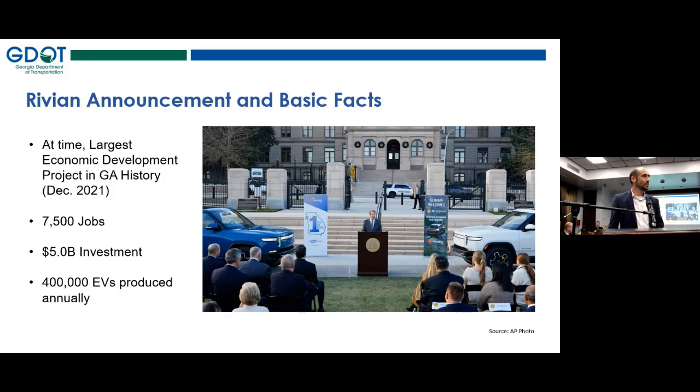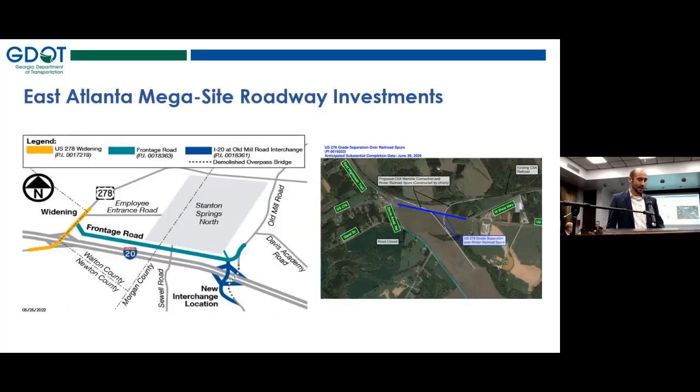Their goal is to manufacture 400,000 electric vehicles, their Rivian vehicles, here at the East Atlanta megasite, just east of Covington, about 60 miles or so east of Atlanta. You can see the image here, Governor Kemp making that announcement in December of 2021. And this slide represents the portfolio of projects that we are delivering as Georgia DOT to support the East Atlanta megasite and the Rivian operation. Locally, they call it Stanton Springs, is the name of the area. That's sort of the local branding around it.